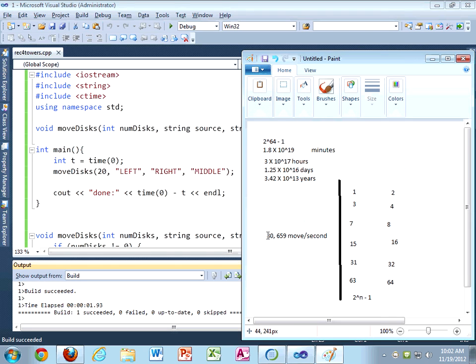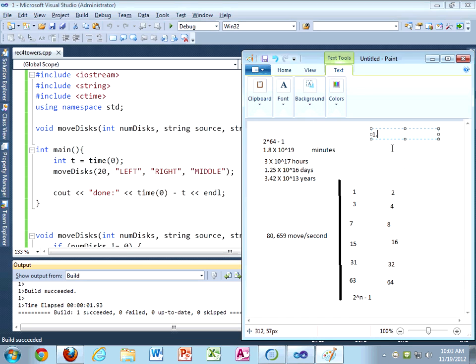Okay, that's a very slow computer. Let's call it 100,000 moves per second. Then we need to figure out this number right here, 1.8 times 10 to the 19th. Then divide that by 100,000 to figure out how many seconds. So over here is where I'm going to do the computer part. 1.8 times 10 to the 14 seconds.